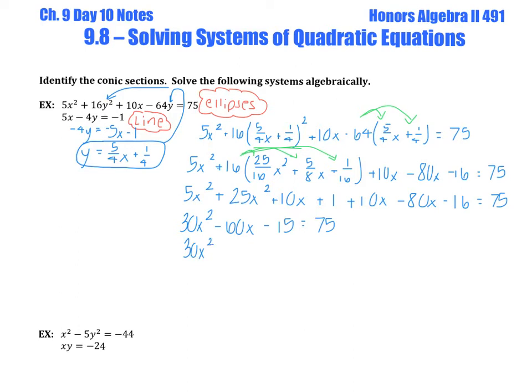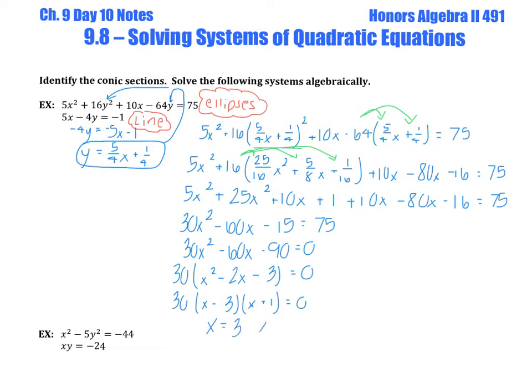So 30x squared minus 60x minus 90. Looks like a nice GCF can come out. Oh, this is very nice then. We're going to factor. That's x plus 1. Zero product property, so I have x equaling 3 and x equaling negative 1. Okay, so kind of messy at the beginning, but then it actually turns out pretty nice.